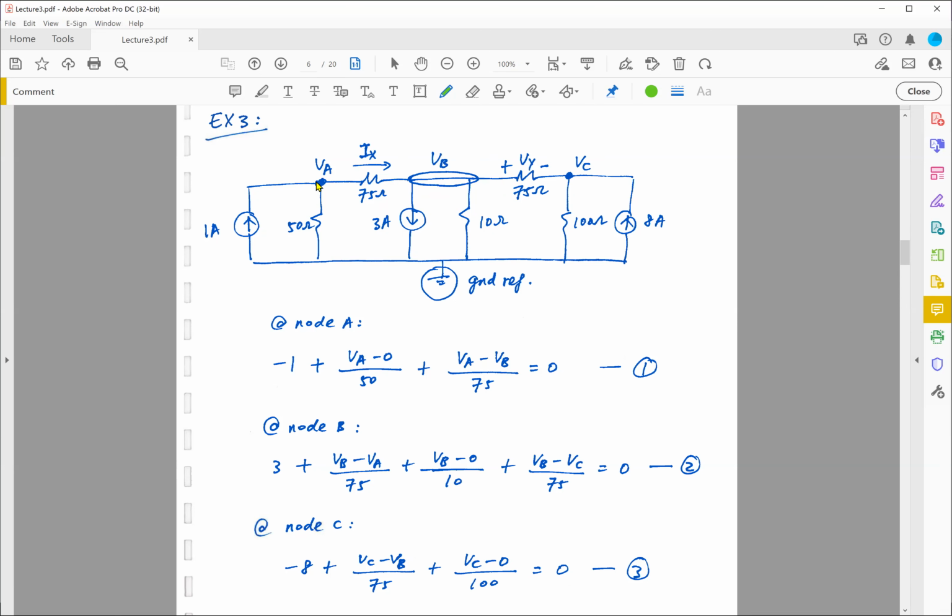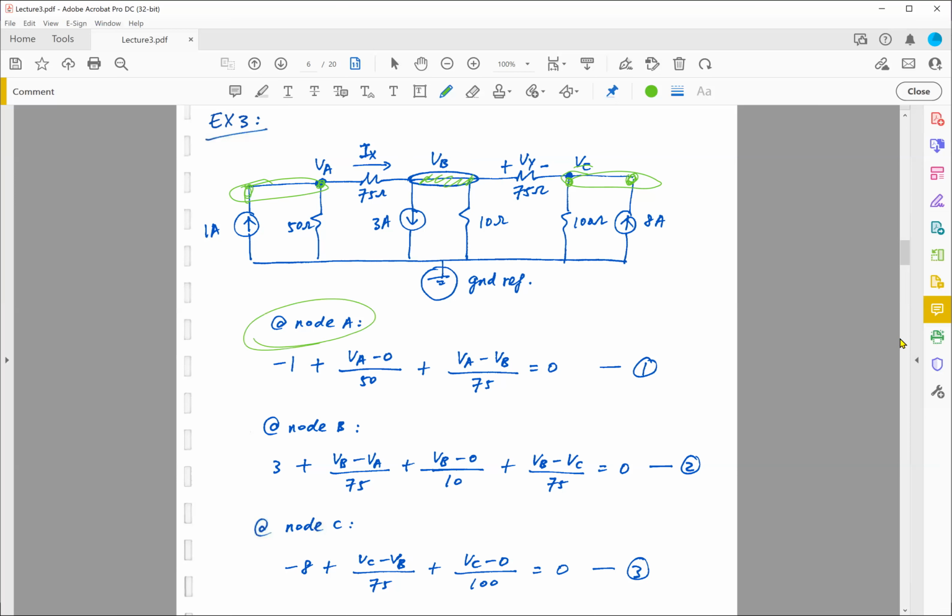So again, I'm going to name it VA, VB, VC here. This node here is the same as this node. This node here is the same as this node. So this is considered one node. This is considered one node. Similarly over here, this is considered one node. For this node B, there are 4 branches, as you can see. One here, one here, one here, and the other one here. These 4 branches all share the same node VB.